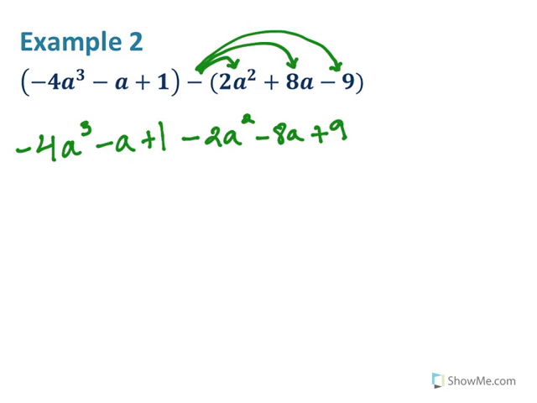So now let's go on ahead and combine our like terms. Negative 4a to the third power has the highest degree. There's nothing to combine this guy with, so I'm just going to rewrite it. Negative 4a to the third.